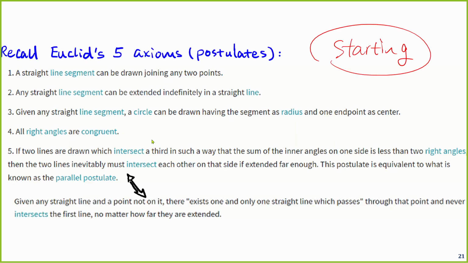Okay, I'll give you a hint. Probably we can use the fifth axiom, right? Remember, we don't have to prove any of these five axioms because they are believed to be true. These are our starting point. The fifth axiom states that if two lines are drawn which intersect a third in such a way that the sum of the inner angles on one side is less than two right angles, then the two lines inevitably must intersect each other on that side if extended far enough.